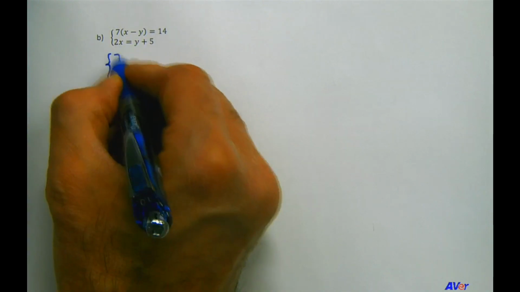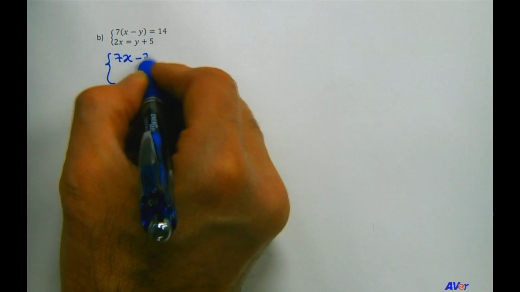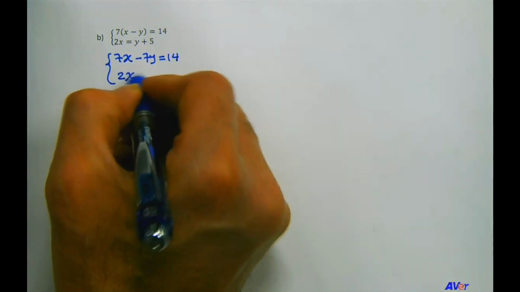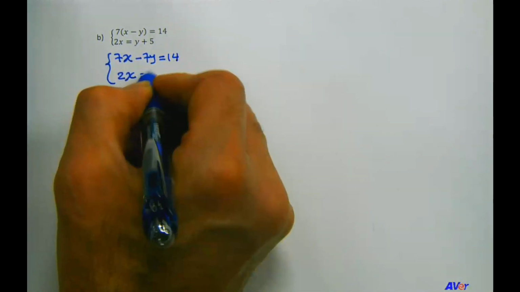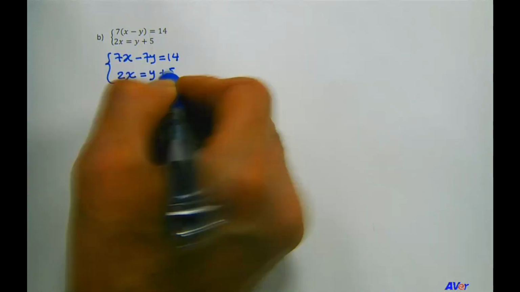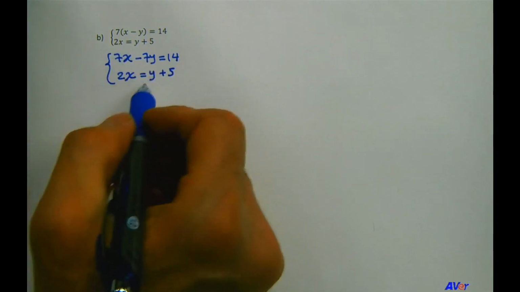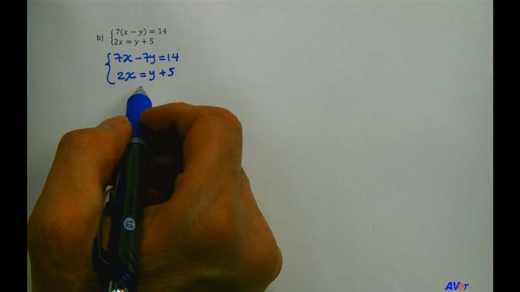So when we do that, we end up with 7x minus 7y equals 14. And the other equation is 2x equals y plus 5. The other thing you should know, so we've now ungrouped the variables x and y in the top equation, but do we still have the right format for this system? What do you think? No, we don't, right? The bottom equation is not in the right format.